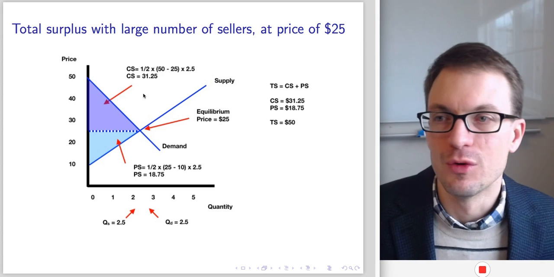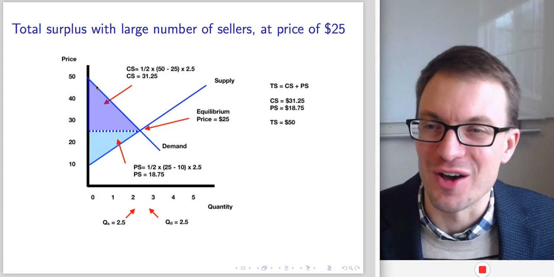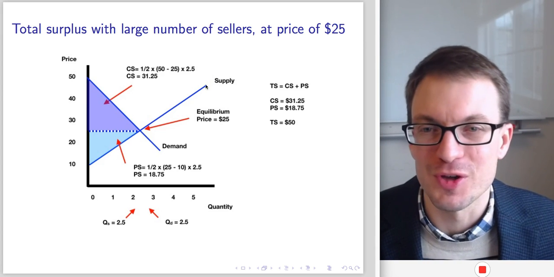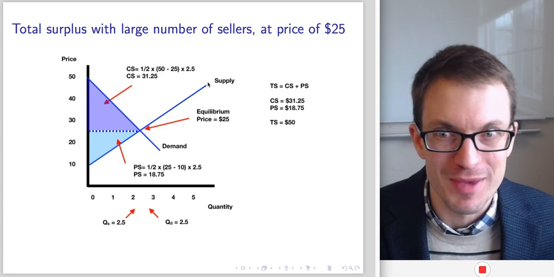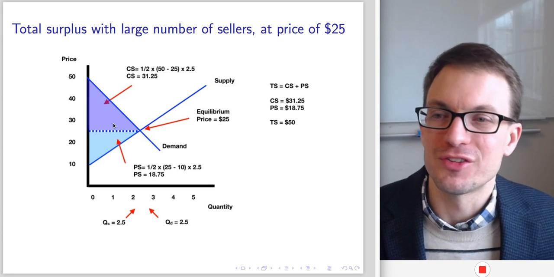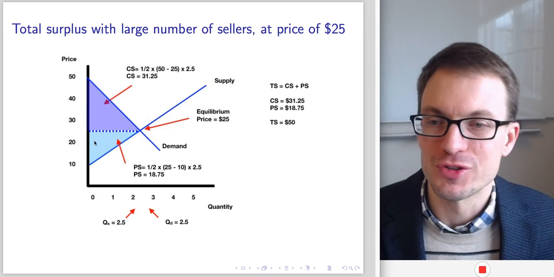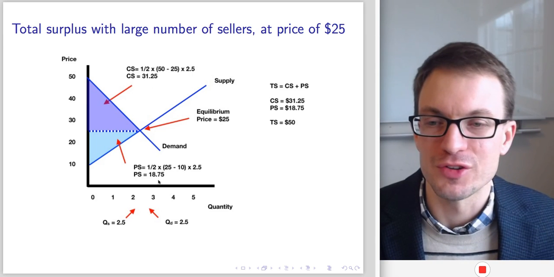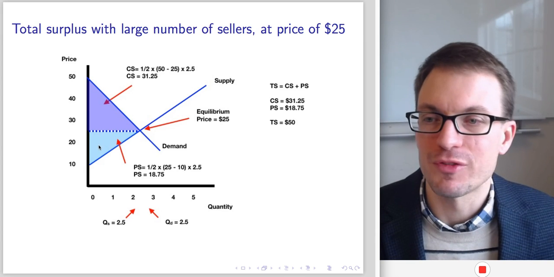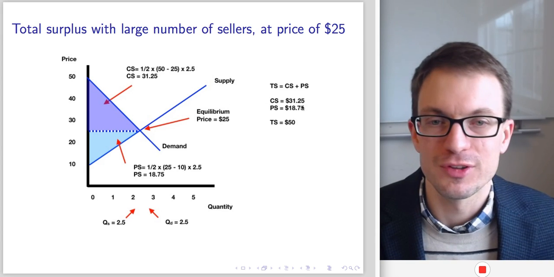Okay. Well, here's that standard picture. We have our downward sloping demand curve. We have our upward sloping supply curve. Those are just our plain old demand and supply. You'll recognize our consumer surplus from before, $31.25. And we have our producer surplus from just a second ago, $18.75. The sum of consumer surplus and producer surplus is $50.